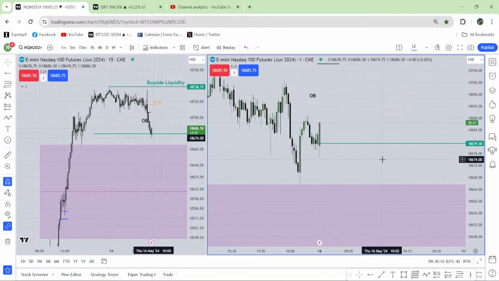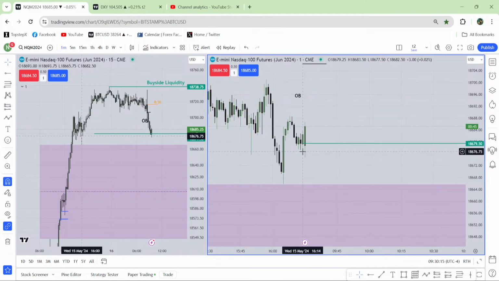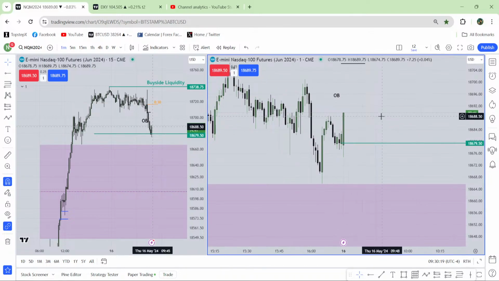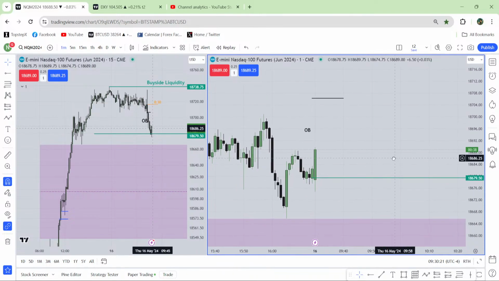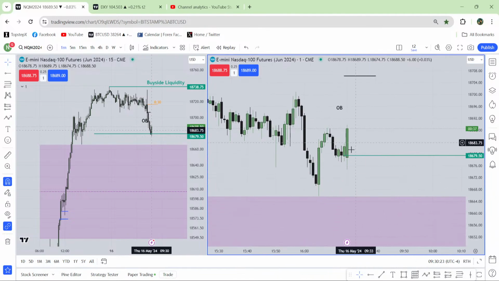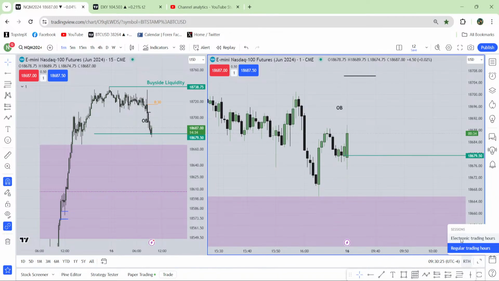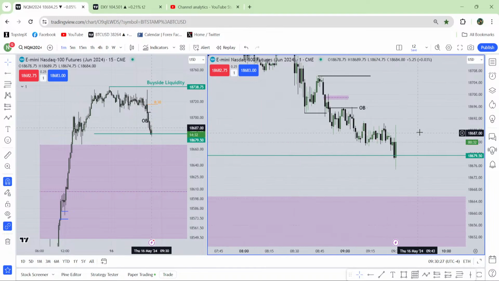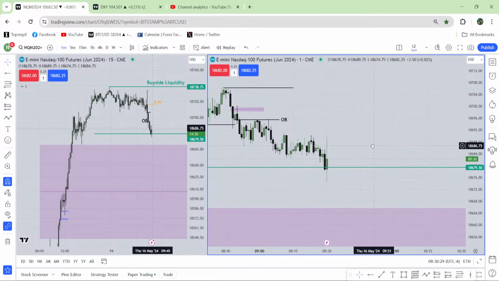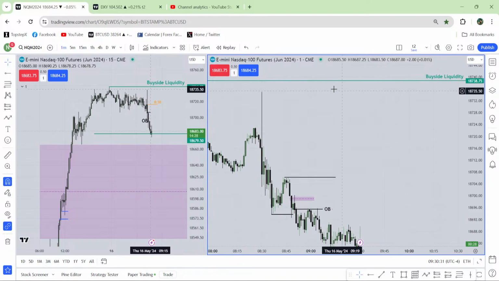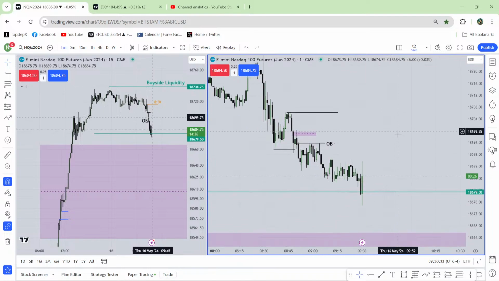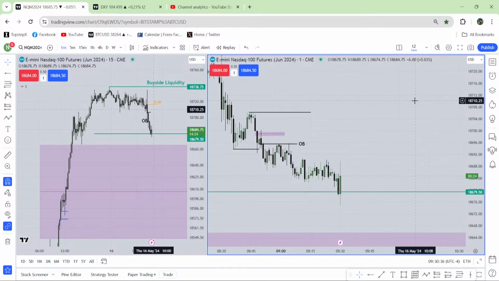Now here, where is that gap? I don't think so. I don't have any gap today. Okay, problem. Let's see if it can reach higher now. This is the buy side liquidity, that is my initial target, and then 148.75 is my last target.